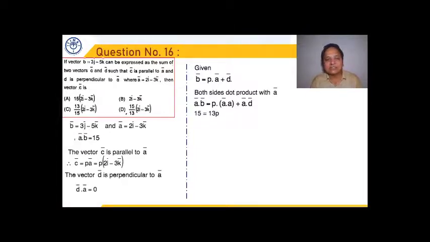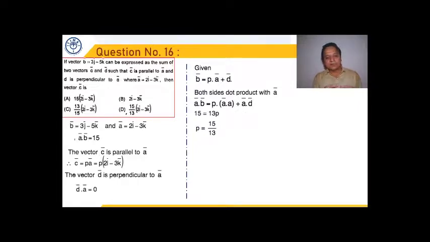Vector A is given as 2i minus 3k. So its modulus is under root of 2 square plus minus 3 whole square. 2 square is 4, plus minus 3 whole square is 9. 9 plus 4 becomes 13. So 15 is equal to 13p. So here we get the value of p as 15 by 13.